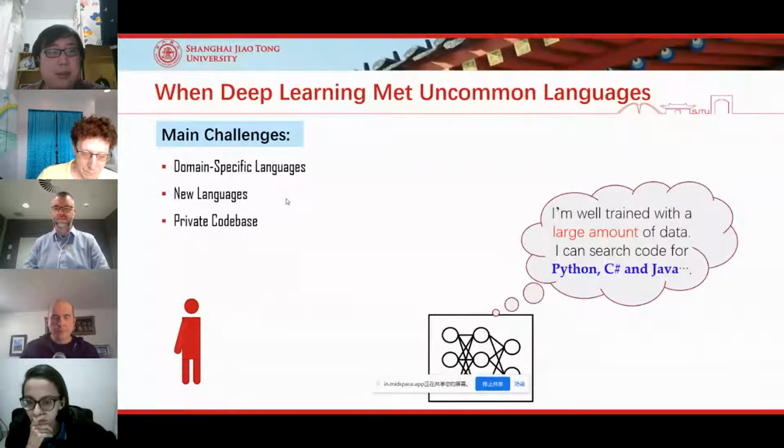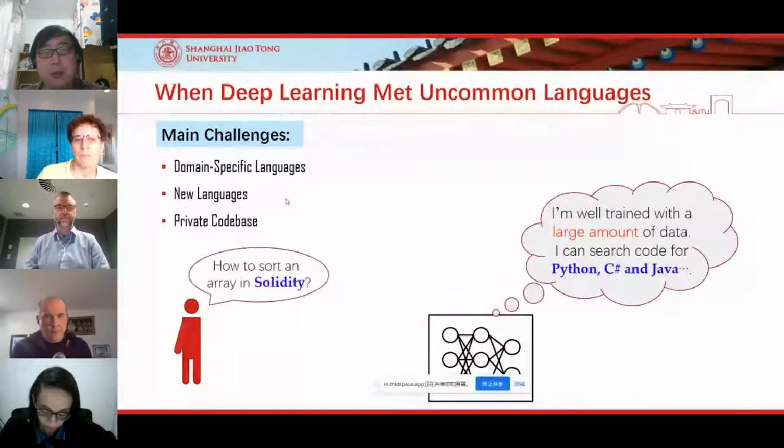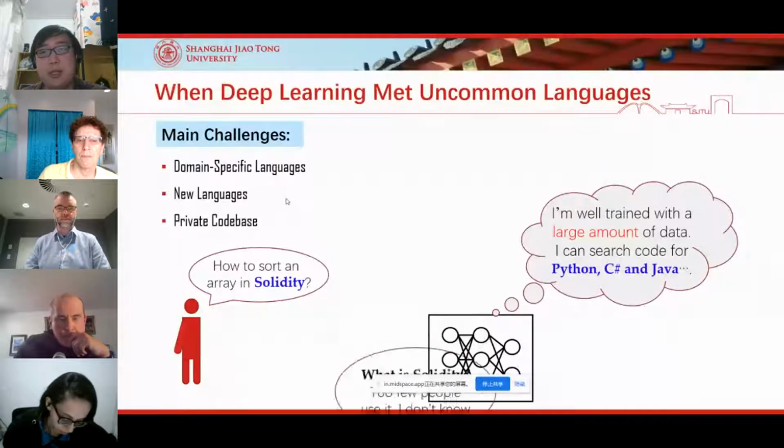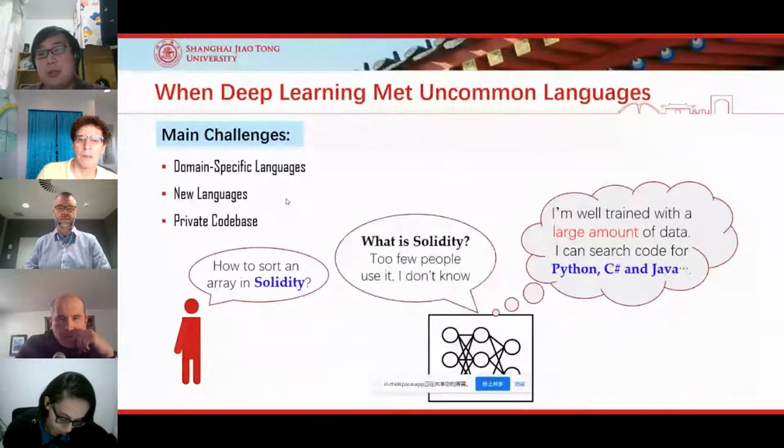Here is an example. A programmer asked the well-trained neural network for a code snippet using Solidity to sort an array. Although the neural network is well trained with a large amount of data, it can't understand well what Solidity is.